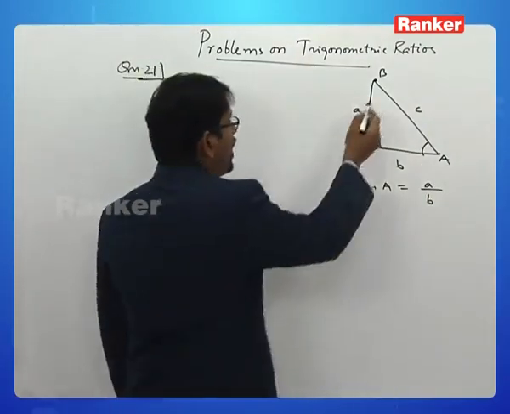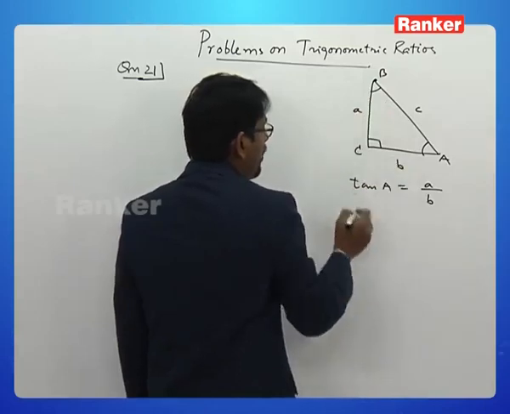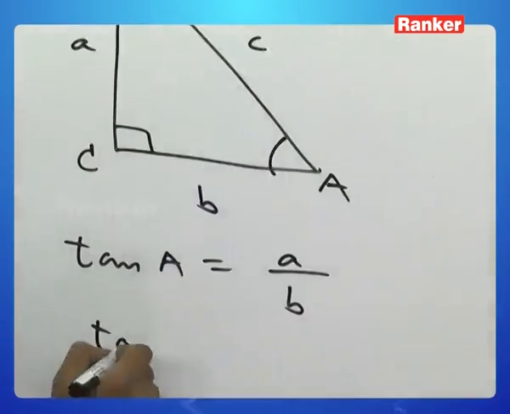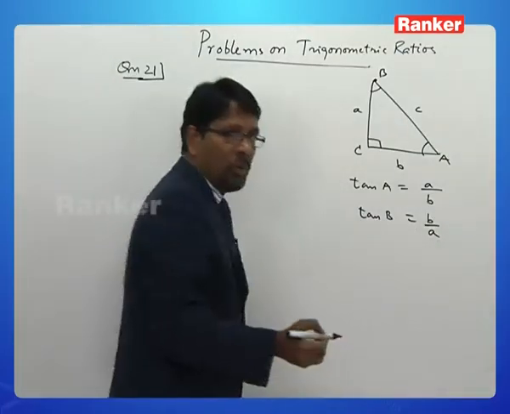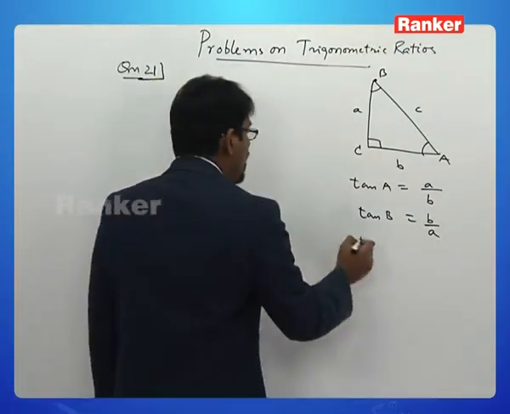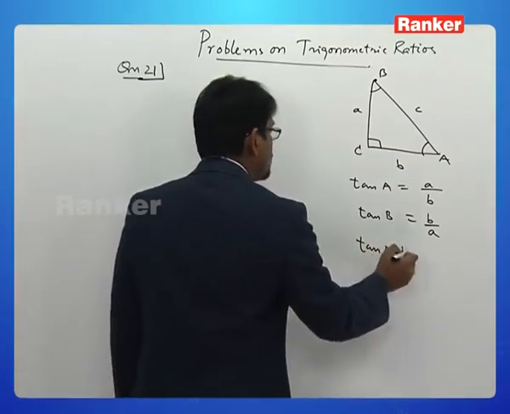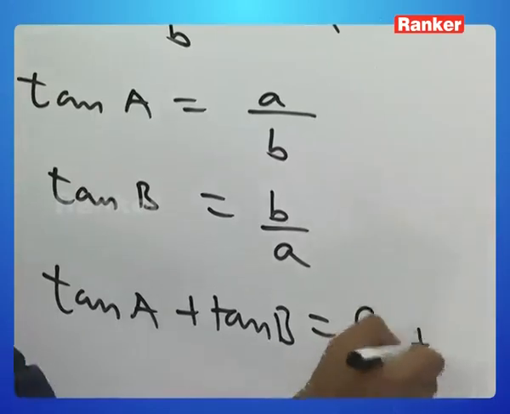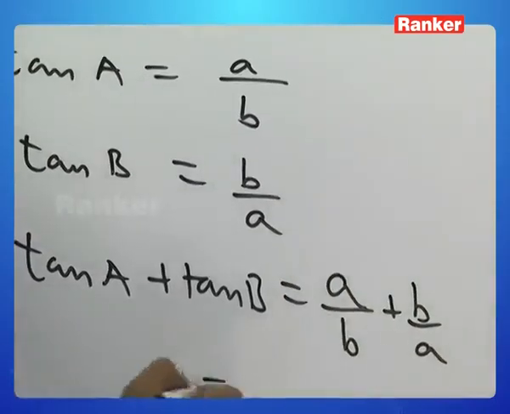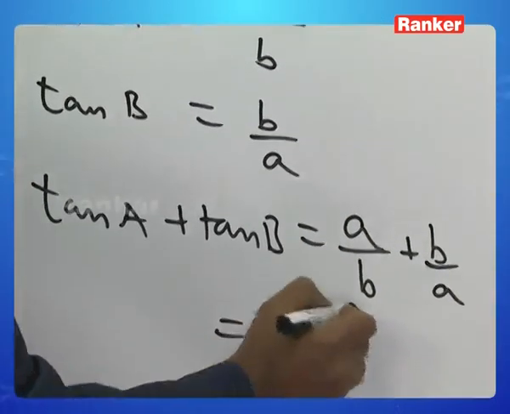What about tan B? Tan B will be now B by A. When you add these two, what is tan A plus tan B? That's going to be A by B plus B by A, and that's clearly A square plus B square by AB.